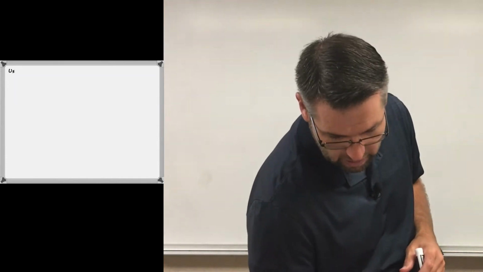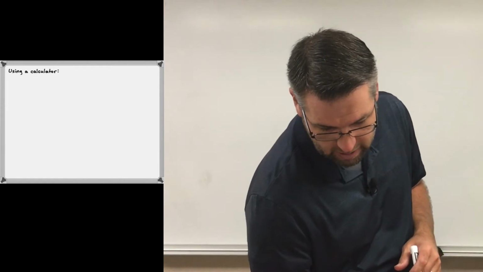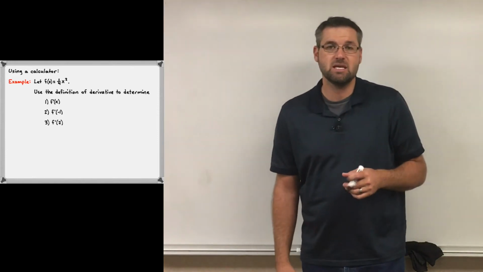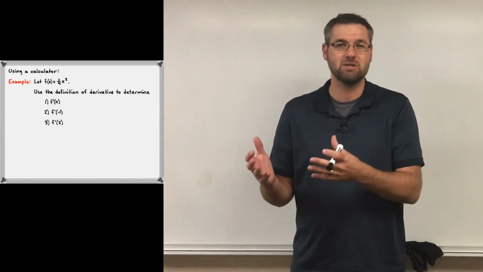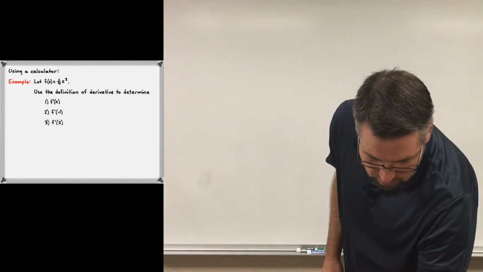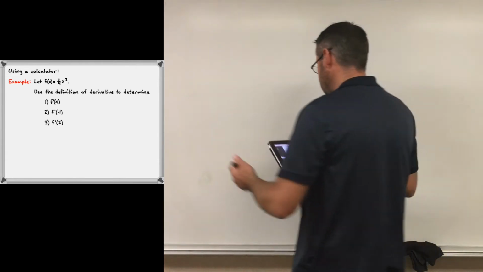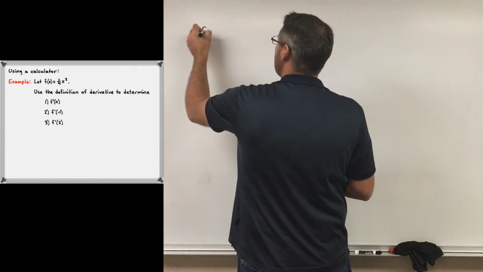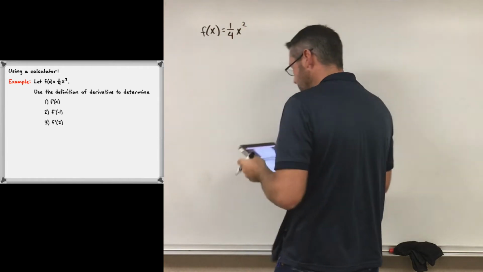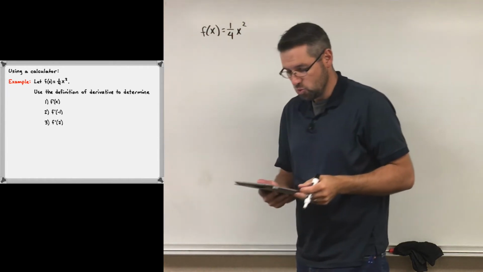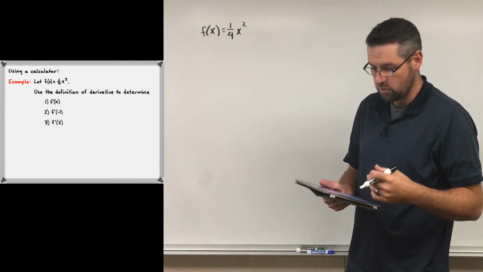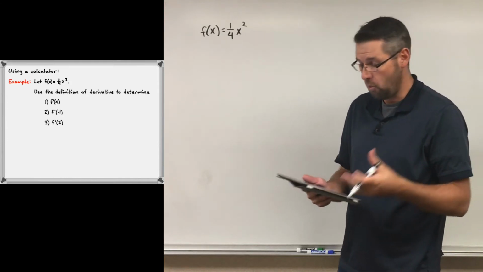Before we do that, I want to look at an example that we can actually figure out without a calculator. And the purpose of this is so that we can verify that what the calculator is giving us is correct. So our first example says f of x equals 1/4 x squared. And it's asking us to find the derivative. For number one, find the derivative function. And then for numbers 2 and 3, find the derivative at particular points.